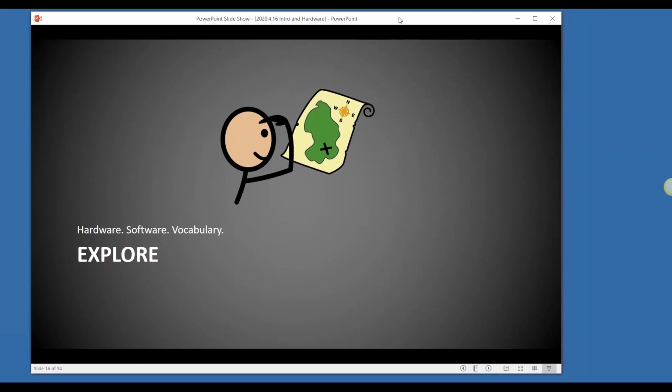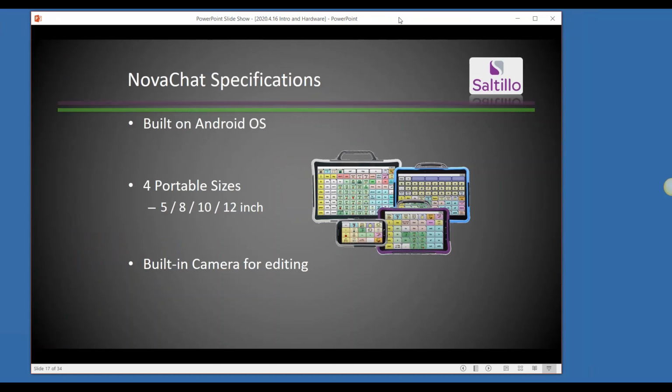We're going to take a look at the hardware, software, and the vocabulary of the NovaChat system. The NovaChat communication system is built on 4 different sizes. We have a NovaChat 5, 8, 10, and 12, which are all based and created on an Android platform. There is a camera built within the tablet for editing and customizing of buttons. All NovaChats come with a rubber boot and a hard candy shell that's wrapped around the tablet.